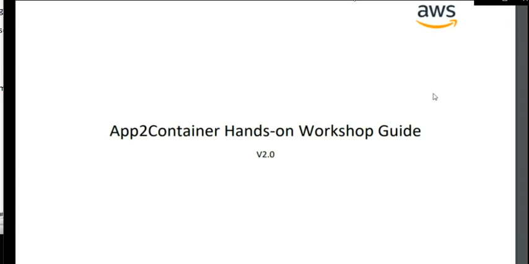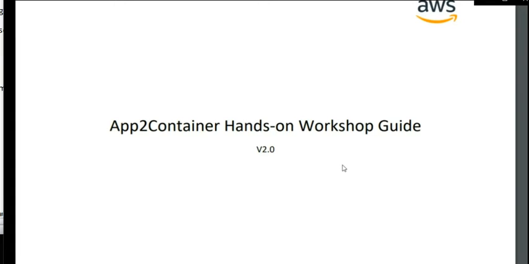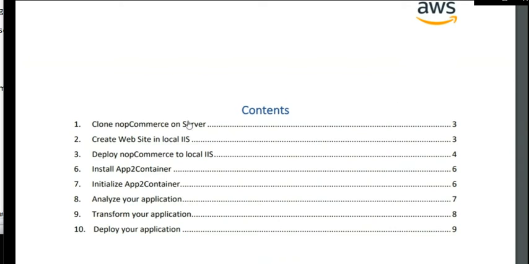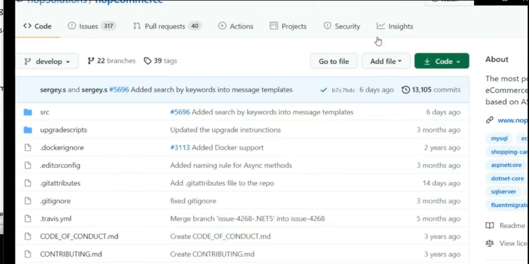Okay, so to recap, basically I used the App to Container hands-on workshop from AWS and followed the directions here. The first thing I had to do is clone the legacy application, called nopCommerce, on the server, so we had to do that.